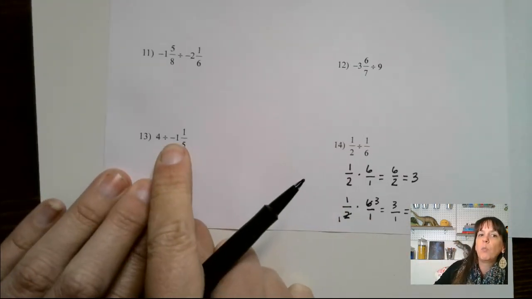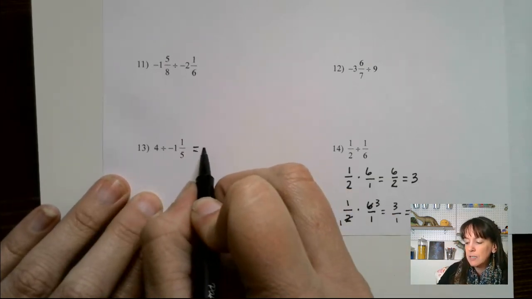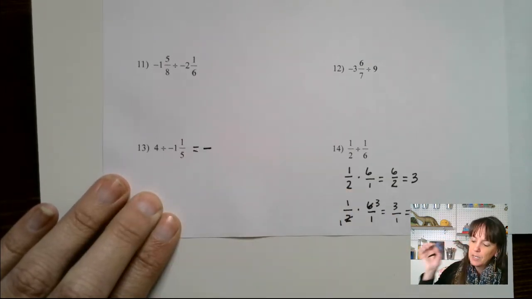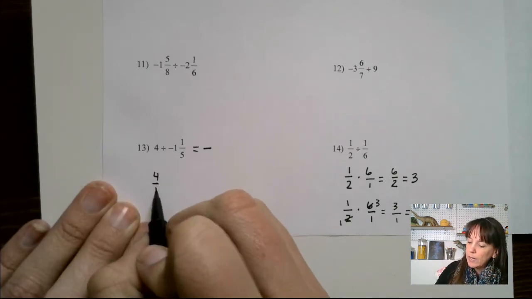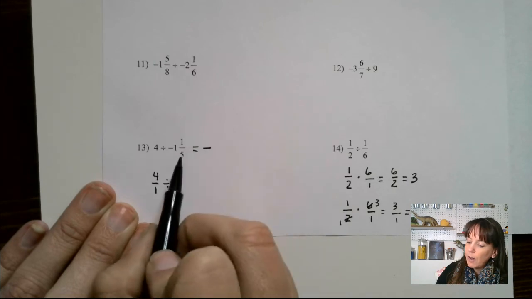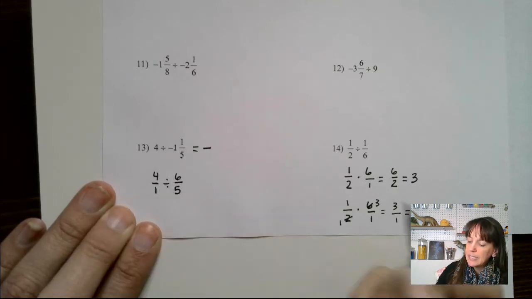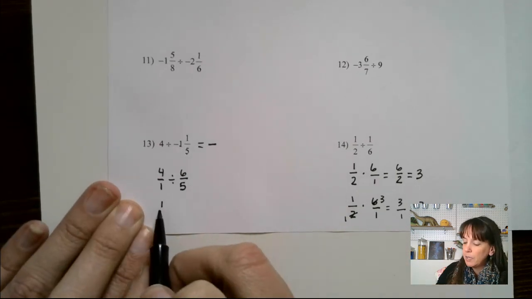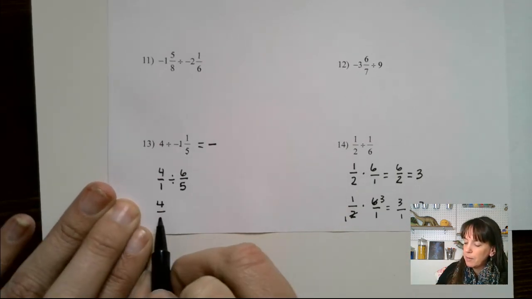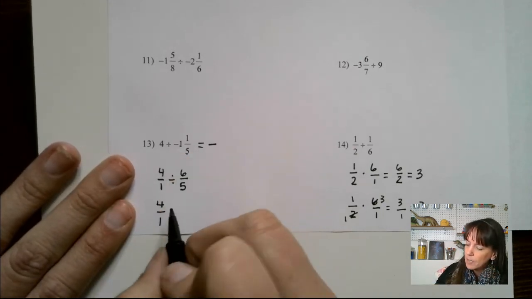4 divided by negative 1 and 1/5. Again, different signs means it's going to be a negative. So 4 over 1 divided by 5 times 1 is 5, plus 1 more is 6, so 6 over 5. Except we never divide fractions. We multiply by the reciprocal. We don't change that first one. I don't know why I almost did that.